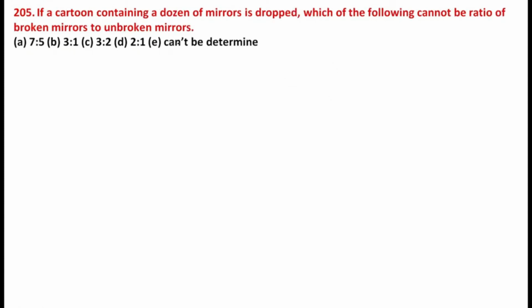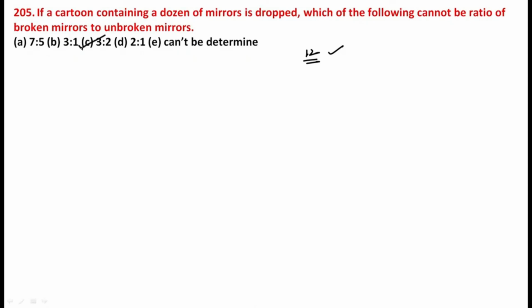Next, if a carton containing a dozen mirrors is dropped, which of the following cannot be the ratio of broken mirrors to the unbroken? Guys, if you want the ratio, first of all, the sum of broken and unbroken is always 12. Now the question, which of the following cannot be the ratio of broken to the unbroken? Now see, if we go with the sum of these two numbers, I can get 12. Yes, there is a chance of this ratio. 3 is to 1. So definitely 3 is to 1 means the sum becomes 4. In a multiple of 4, definitely we can get 12 as the resultant. Definitely B is also a possible answer.